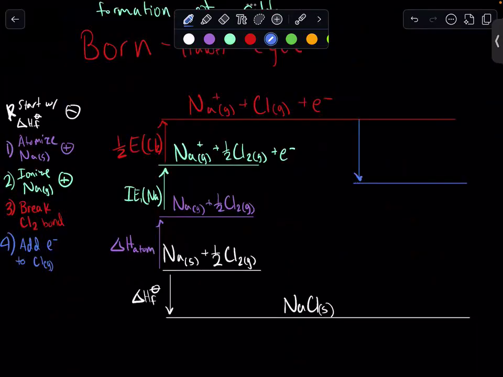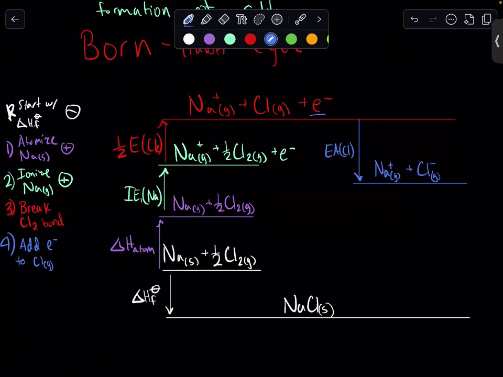You will never have to draw one of these on the IB exam, by the way. You just have to be able to understand and read the steps. Once we add that electron, we're finally going to get rid of this electron right here. So we have Na gas positive plus Cl minus gas. And this is our electron affinity of chlorine. There it is. We have our Born-Haber cycle.